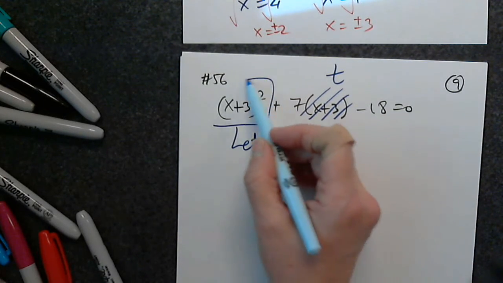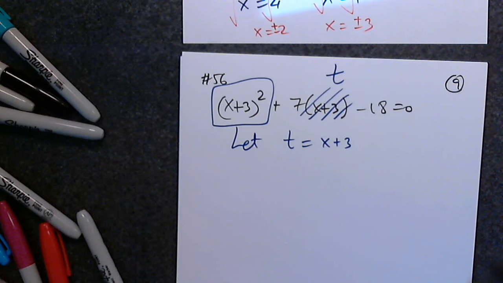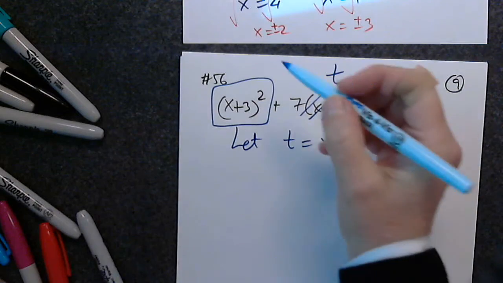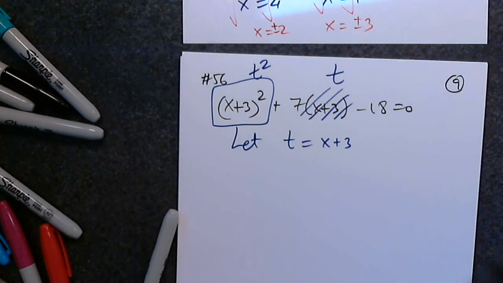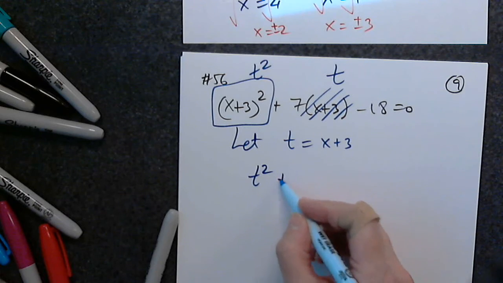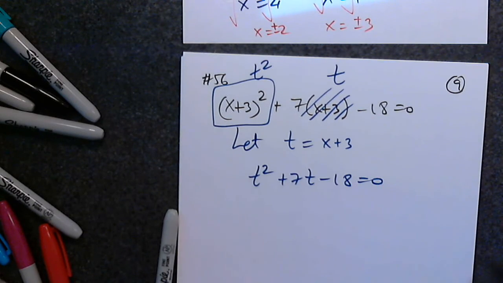Only if this can be expressed in terms of t. If that piece cannot be expressed in terms of t, the method fails and I have to think of something else. But can I express x plus 3 squared in terms of t? How? t squared. Do you all agree that now the equation is t squared plus 7t minus 18 equals 0? The method is useful for somewhat more sophisticated problems, but we're fine with this.